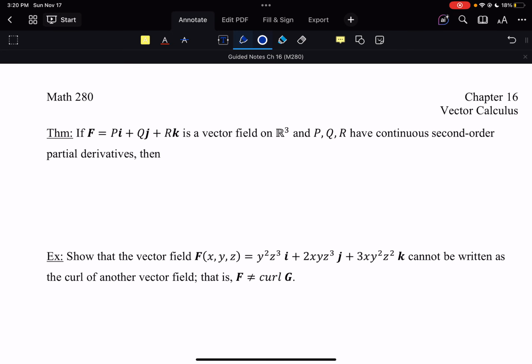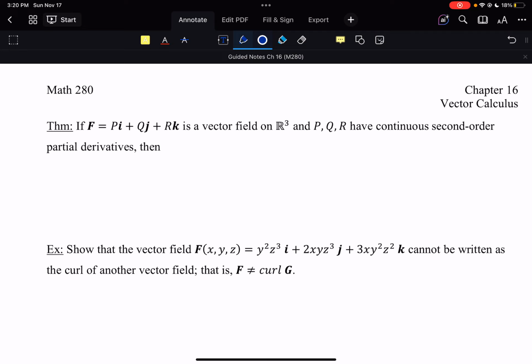We can also talk about relationships between the curl and divergence. If we have a vector field F on R3 with P, Q, and R having continuous second order partials, then the divergence of the curl of F is equal to 0. So if you take the curl of a vector field, you get a new vector field, and you take the divergence of that, you will get 0.